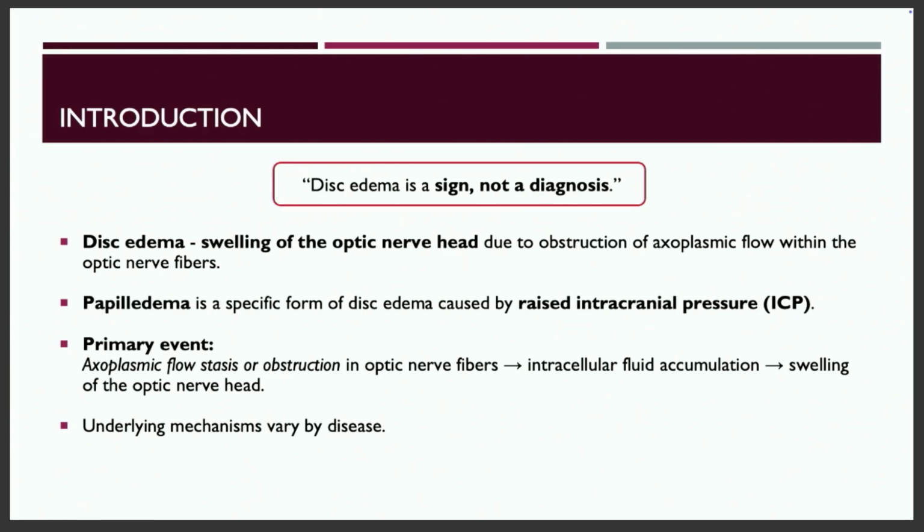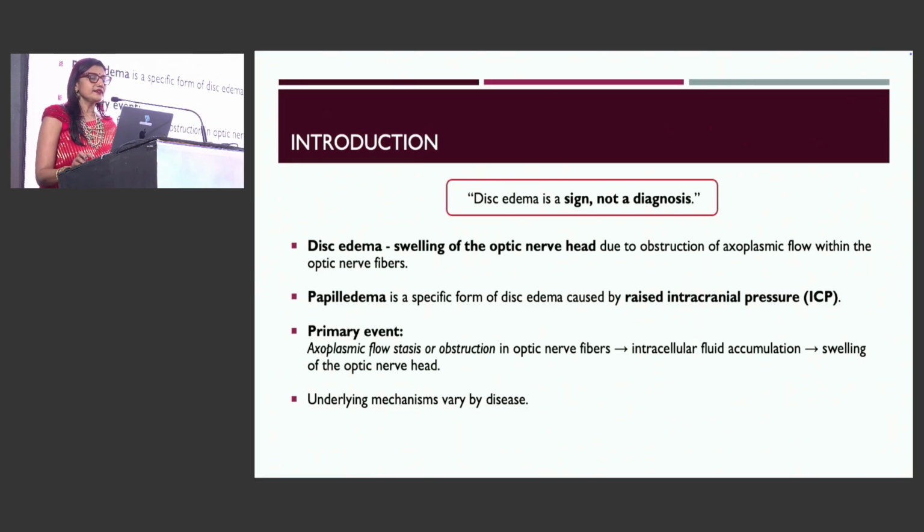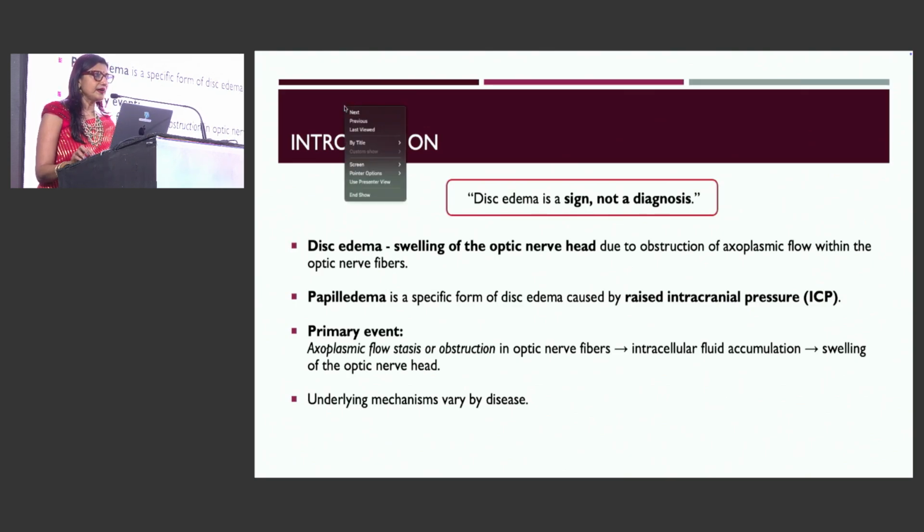You know that it is swelling of the optic nerve head due to obstruction of axoplasmic flow. And when you have it because of raised intracranial pressure, then we call it papilledema. In papilledema, the primary event is axoplasmic flow stasis that causes intracellular fluid accumulation. The underlying mechanisms of disc edema vary depending on the condition that is causing it.